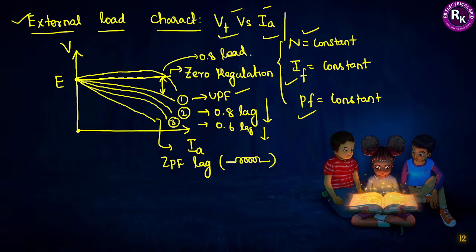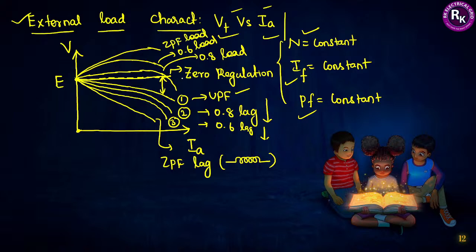Still, if you try to increase the power factor, suppose I am trying to operate the alternator at 0.6 leading, then it will become like this. So this is 0.6 leading. I am just considering the practical constraints. If you still try to operate it at 0 power factor leading, then it will become somewhere here, that is 0 power factor leading.